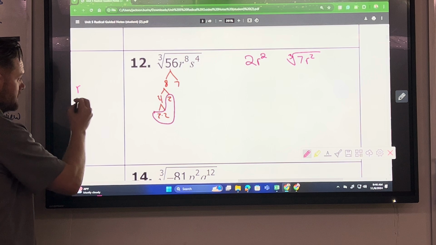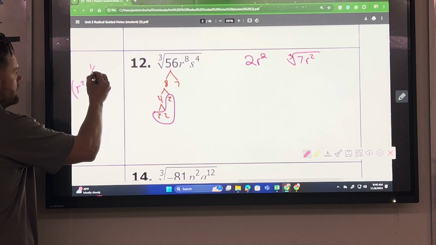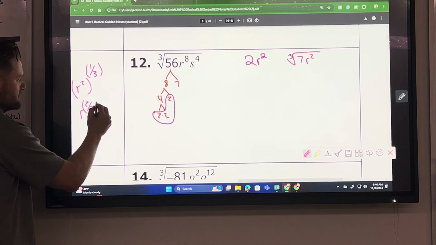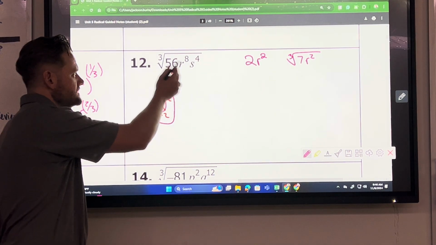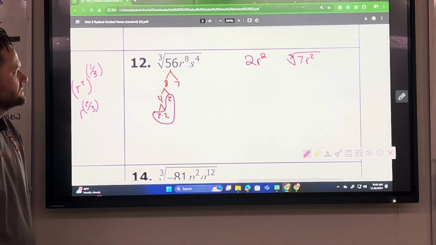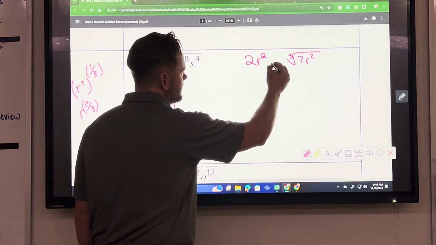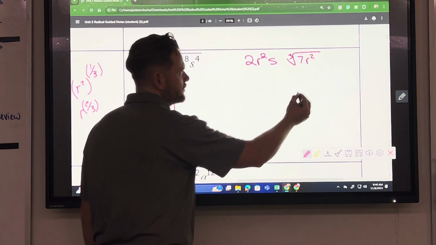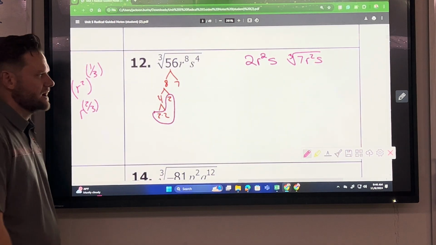I have r squared to the 1/3 power. So that, if I multiply those out, is r to the 2/3, right? Which is what I need. S to the fourth, well, 4 divided by 3 is just 1 1/3. So I can take out one s, and I still need one more s. And so I have an s underneath the radical.